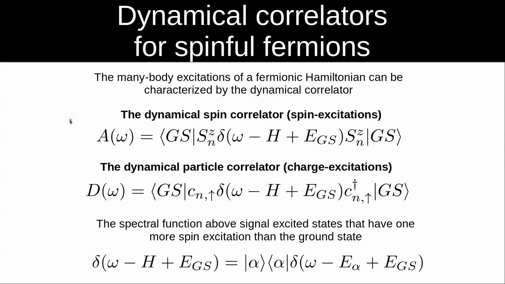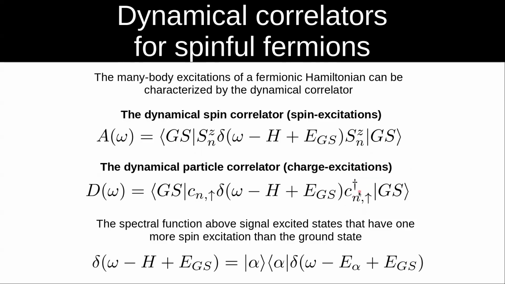And this is something that it's especially easy to see if one looks at the dynamical correlators for a spinful model. In particular, we can define two different types of correlators for spinful fermions. We can define a dynamical correlator that tells us about the spin excitations, about the spin fluctuations. So we take the ground state, we create a spin excitation, delta function with all the excited states and another spin excitation. Or you can do the same, but with charge excitation.